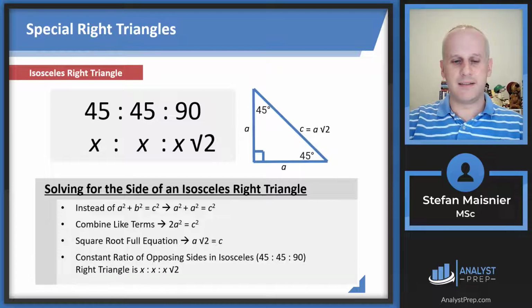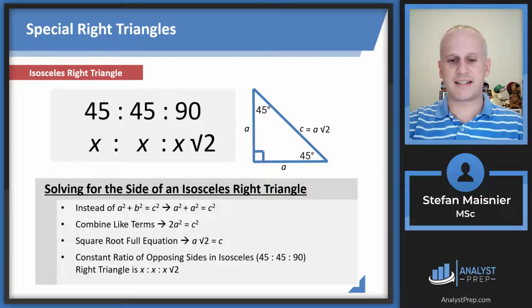And that proves that our constant ratio of the opposing sides in an isosceles 45, 45, 90 degree right triangle is x, x, x radical 2. So if you know one of the sides, you'll be able to find all of the others using this ratio.